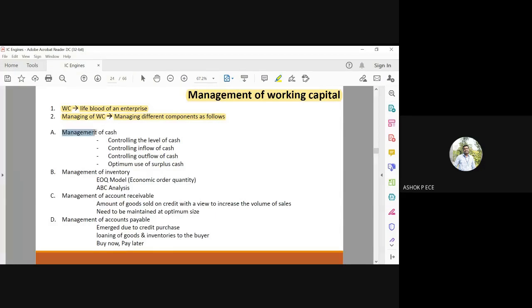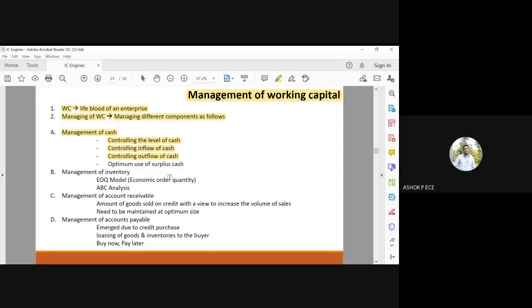The first one is management of cash. How are you going to manage the flow of cash in your company? Controlling the level of cash: by minimizing unwanted expenditures and maximizing your sales, you can control the level of cash your company possesses. Controlling inflow and outflow of cash. Controlling inflow means everything has to come through the proper channel only, and outflow means if there are any unwanted expenses you are going to make, you are going to reduce that. So that is the outflow of cash.